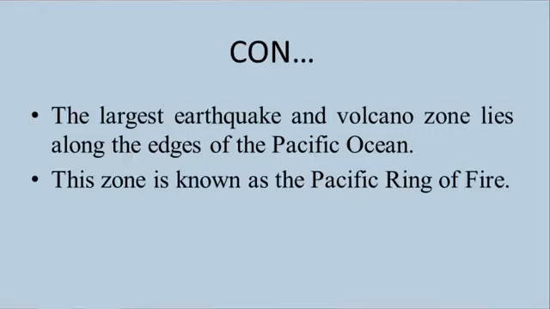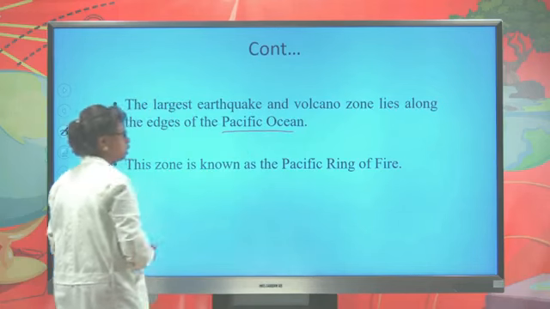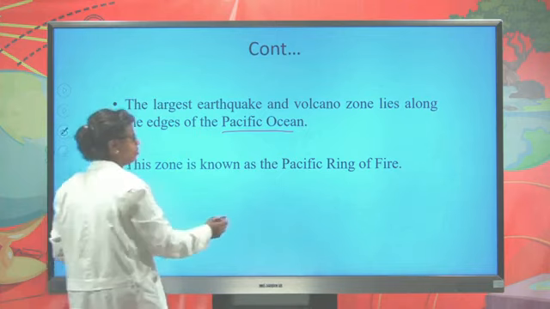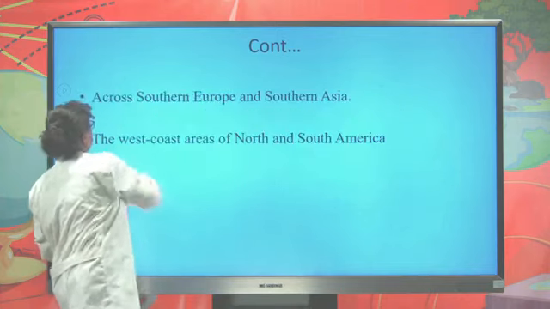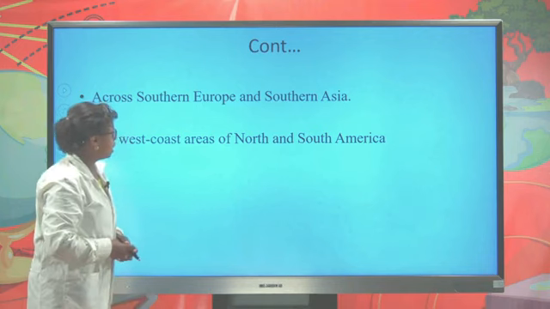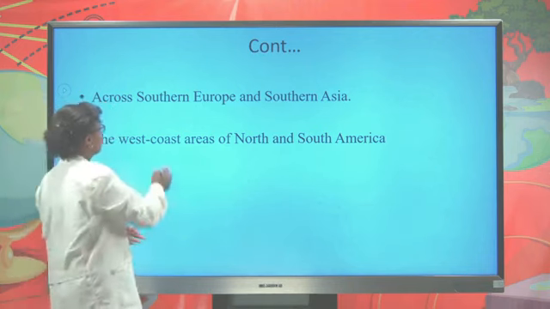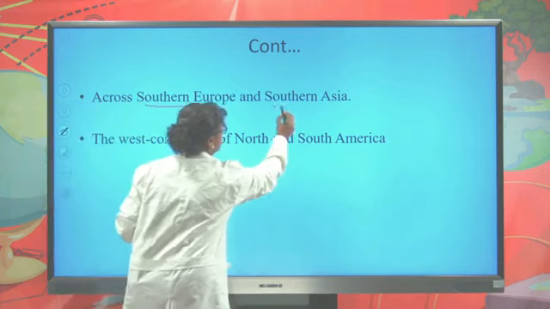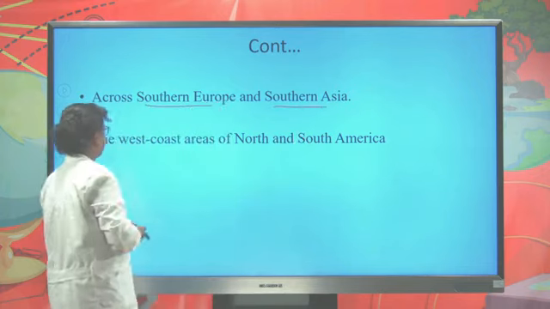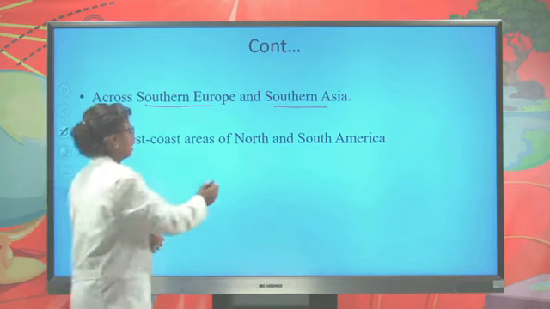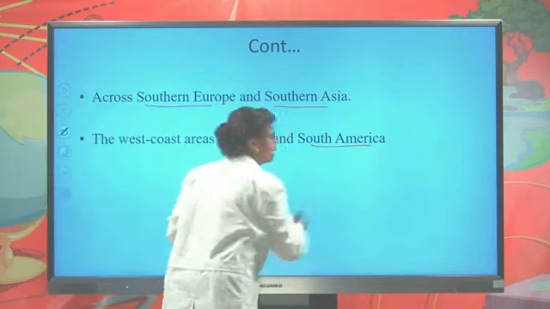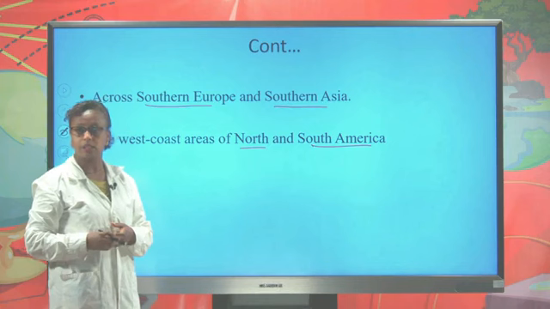The largest earthquakes and volcanoes lie along the edge of the Pacific Ocean, and we call these places the ring of fire. The major earthquake occurring places in the world are southern Europe, southern Asia, and the west coast of North America and South America.